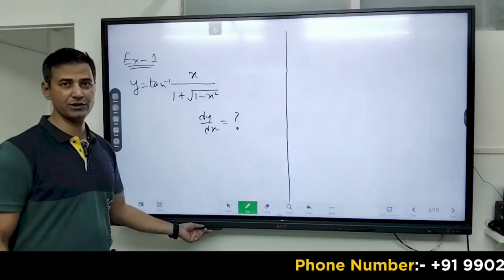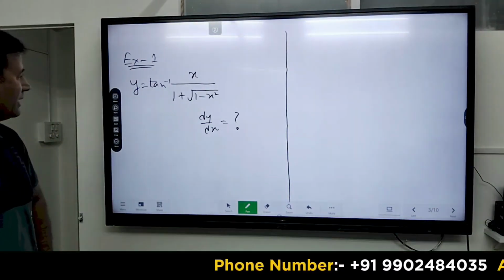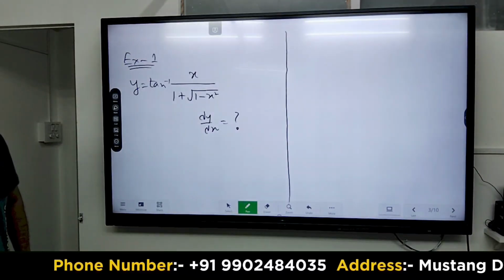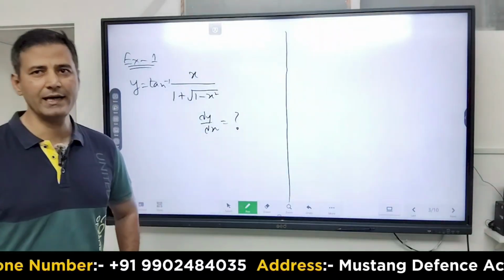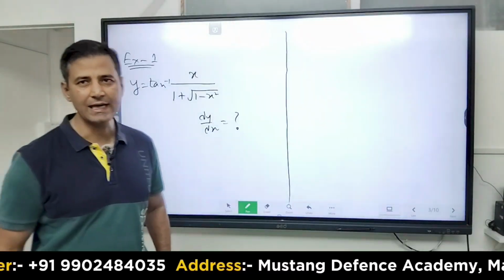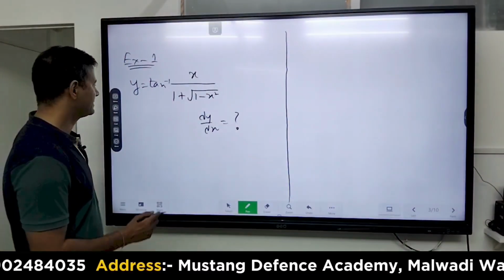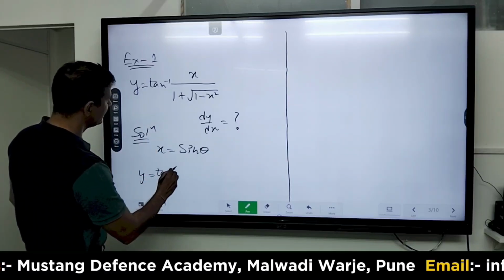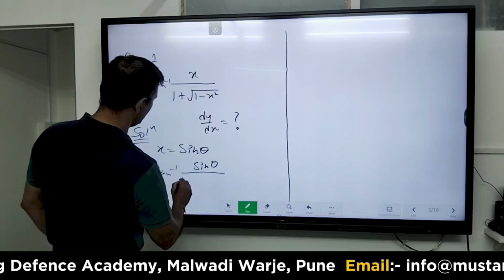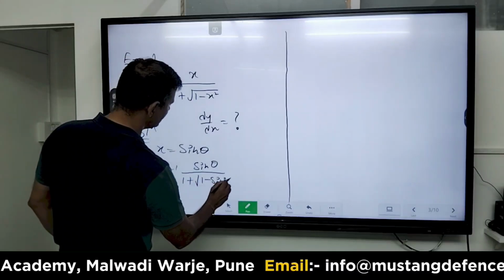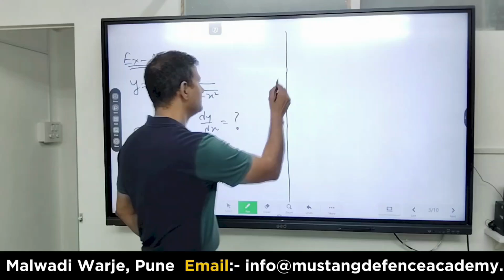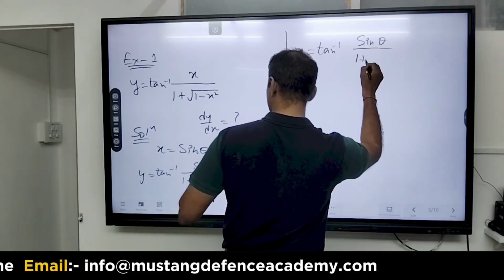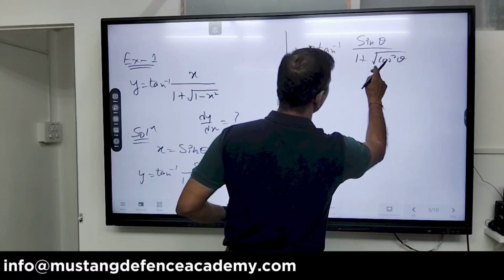So yeah, talking about substitution, let's take this first example. If you have been given y is equal to tan inverse of x upon 1 plus root of 1 minus x squared, you have to find dy by dx. So either we take sine of x or cos of x. I am taking x is equal to sine theta. Therefore this function y becomes tan inverse of sine theta upon 1 plus root of 1 minus sine squared theta. Then this becomes y is equal to tan inverse of sine theta upon 1 plus root of cos squared theta, which is nothing but cos theta.